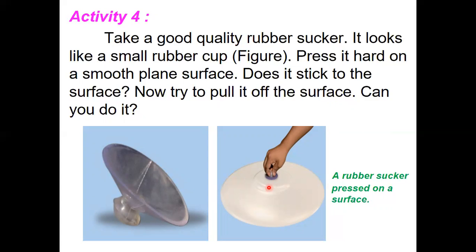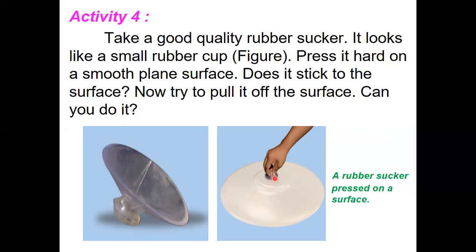To pull the sucker off the surface, the applied force should be large enough to overcome the atmospheric pressure. This activity gives an idea about the magnitude of the atmospheric pressure. In fact, it would not be possible for any human being to pull the sucker off the surface if there were no air at all between the sucker and the surface.